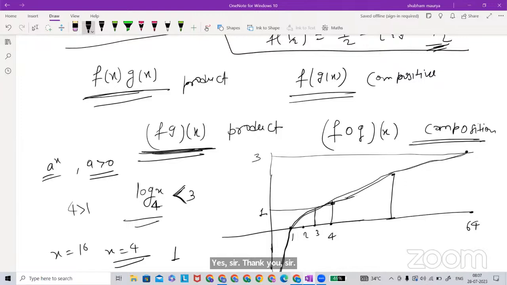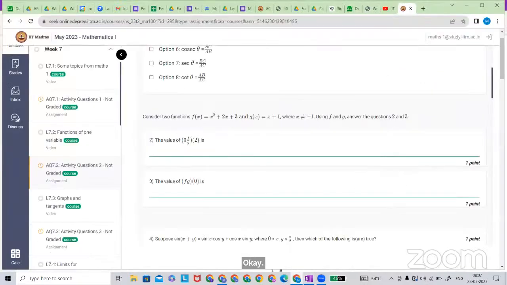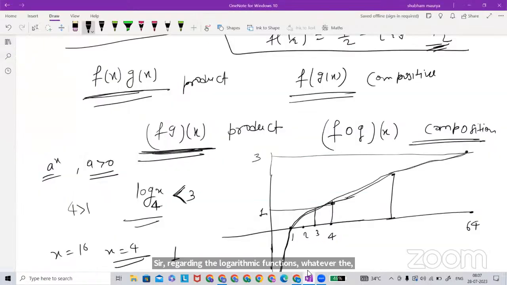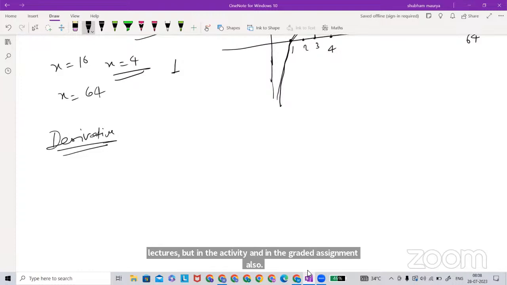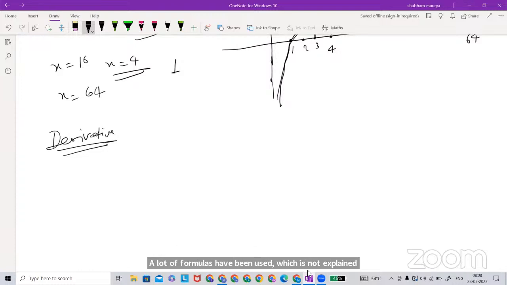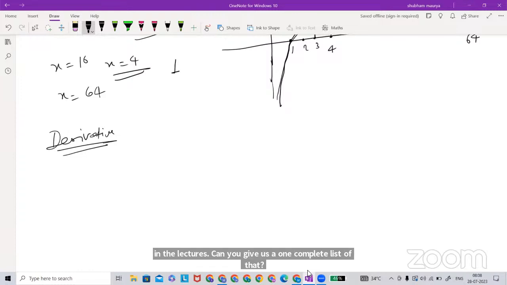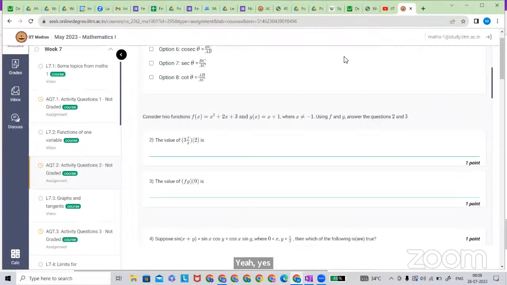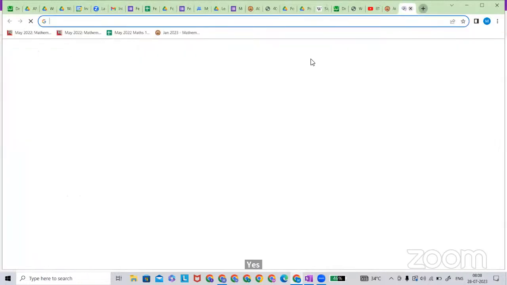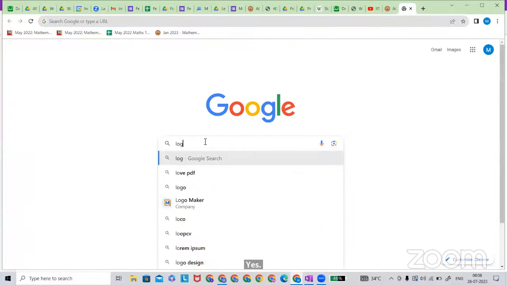Sir, regarding the logarithmic functions, the formulas like log of m into n have been explained in the lectures, but in the activity and in the graded assignment a lot of formulas have been used which are not explained in the lectures. Can you give us one complete list of them? Okay, I will just search and can give you that. Log formulas you can search also.